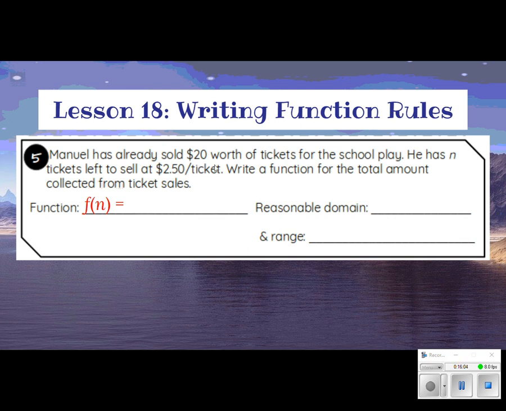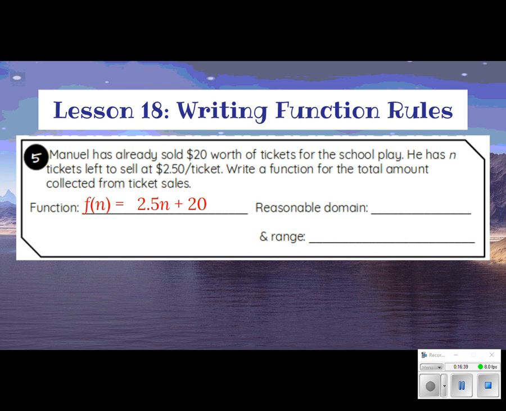Now, he already has $20 worth of tickets, so that's not going to be affected by the number of tickets he sells, other than it's going to make the amount he's collected go up. And then the $2.50 per ticket needs to be with this variable, because each ticket that he sells should be multiplied times $2.50. So we should have f of n equals $2.50 times n plus 20. If you have 20 plus 2.5n, that's the same thing.